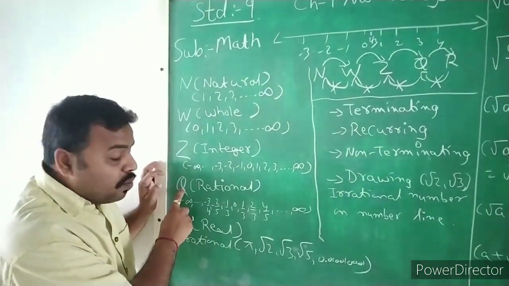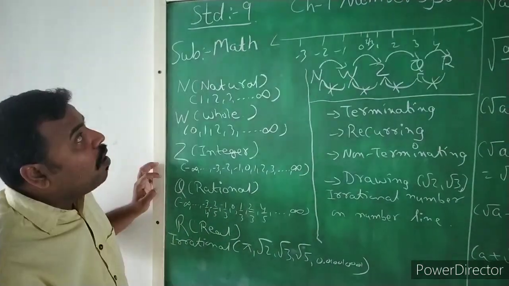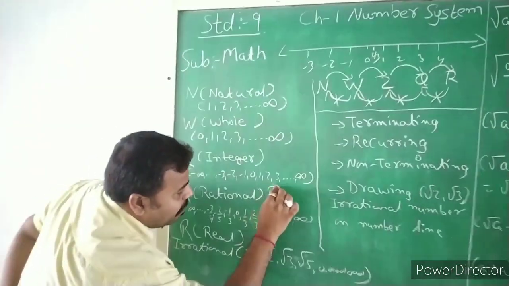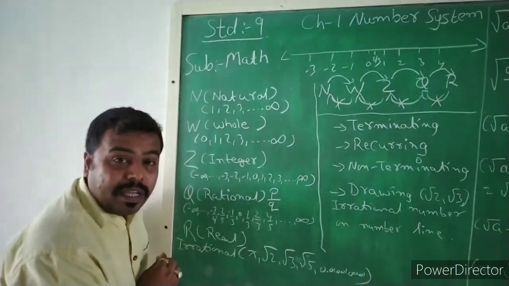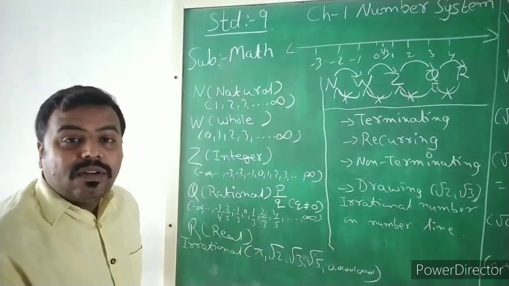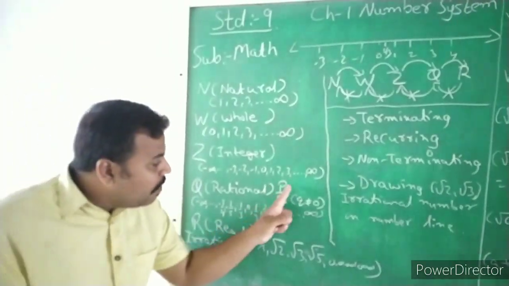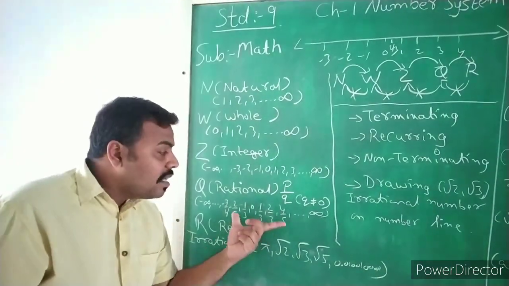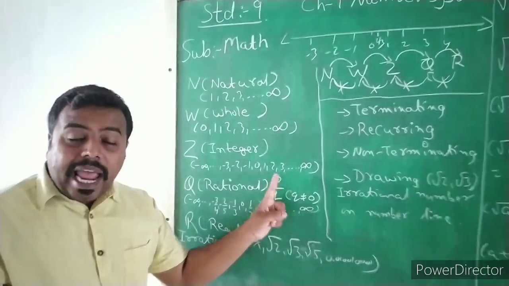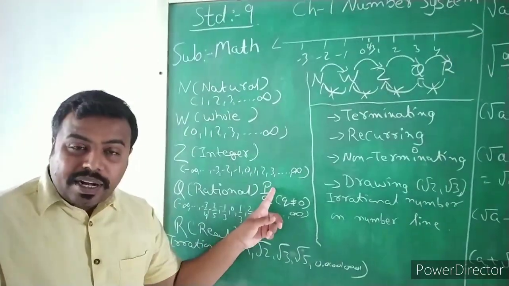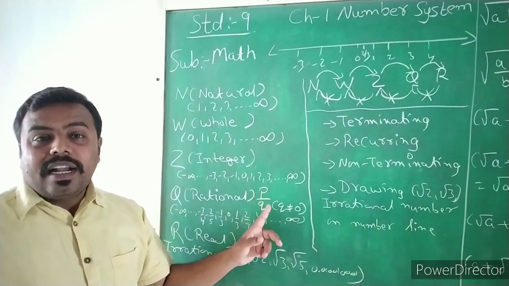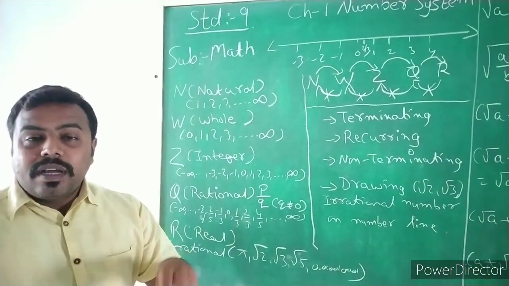Now next is Q, that is rational numbers. As you all know, for a rational number, if any number can be represented in this form, that is P upon Q, but the condition is Q, that is the denominator, should not be equal to 0. If any number can be represented in this form, then such numbers are called rational numbers. And remember one thing, minus can be anywhere in this number. It can be in the numerator or it can be in the denominator. Or if it is present in both numerator and denominator, then that rational number becomes positive.